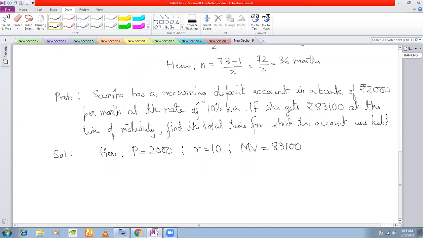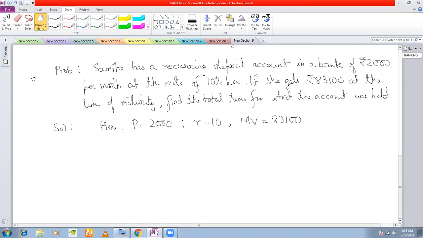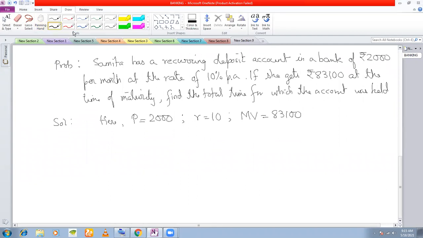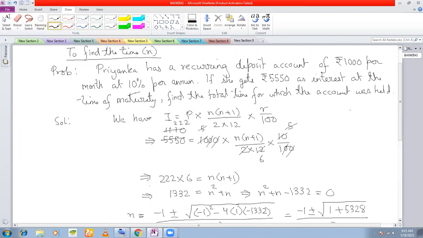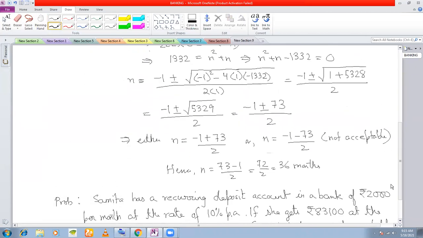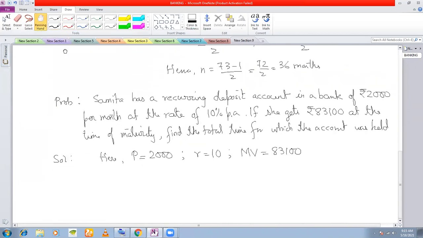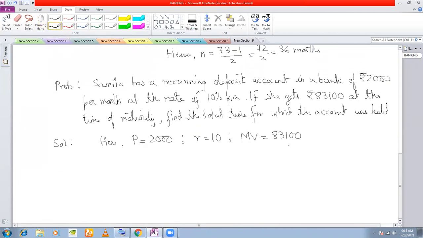At the time of maturity, find the total time for which the account was held. Now here, the difference between the earlier problem and this problem is that in the earlier problem, the interest was directly given to you, 5,550. But here the interest is not given. In fact, instead of the interest, you are given the maturity value. So no problem. Even if the interest is not given, we can find out the interest from the maturity value. So we will proceed to find out the interest from the maturity value.